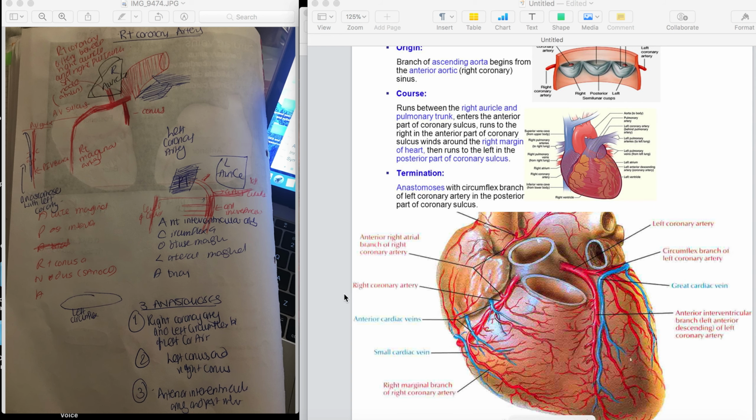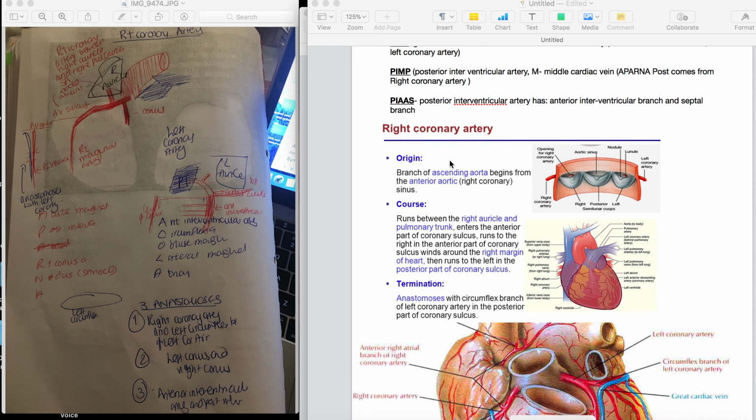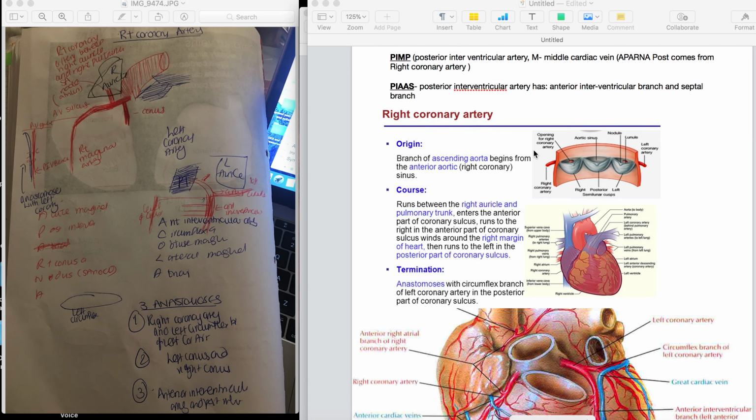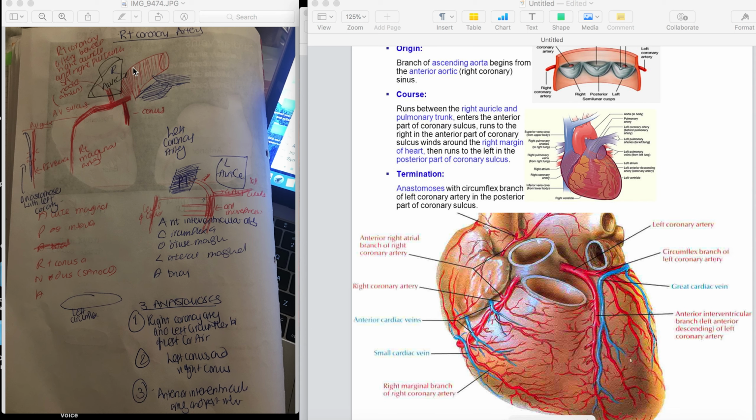Now if we look at the origin, it's from the branch of the ascending aorta and begins from the anterior or the aortic, the right coronary sinus. In terms of the course of the right coronary artery, as it starts, it first straight away gives off a conus branch for the cone, and then it also gives a nodal branch for the SA node, which curves upwards. By the way, you can't actually see this on the heart.